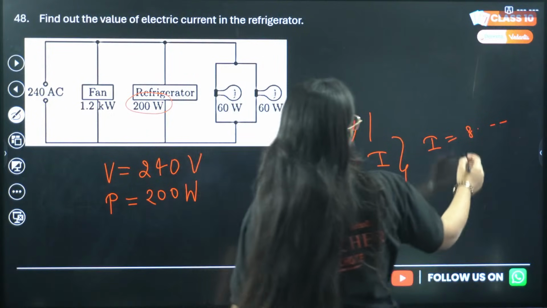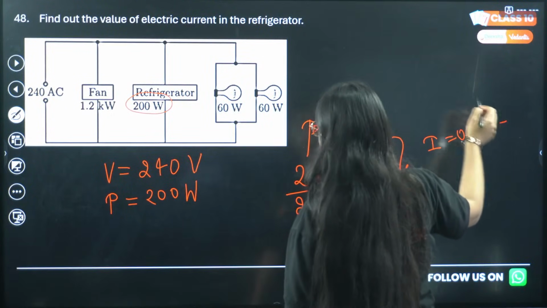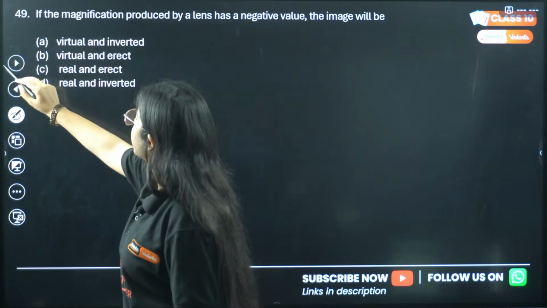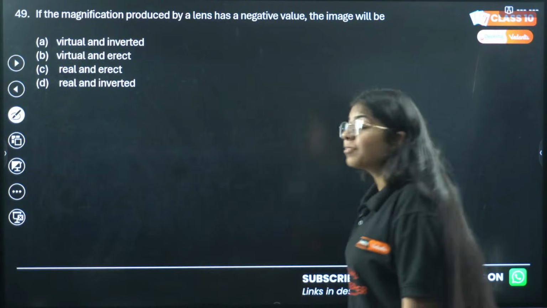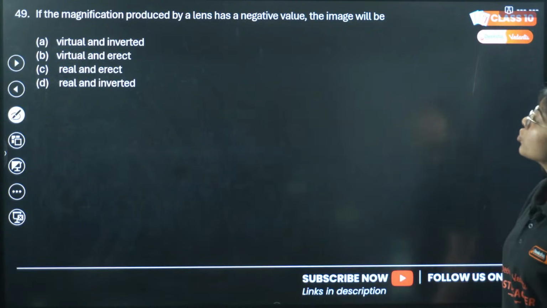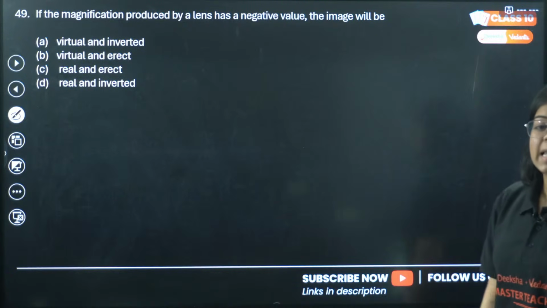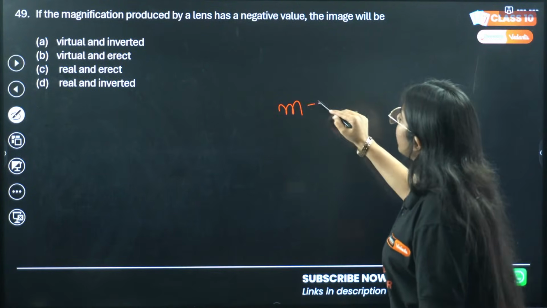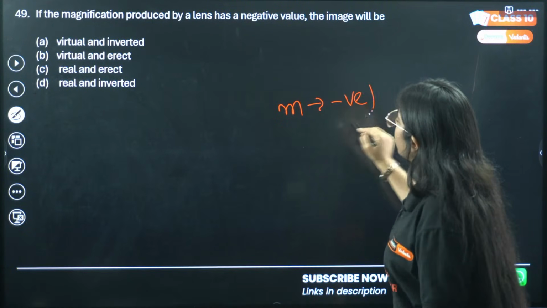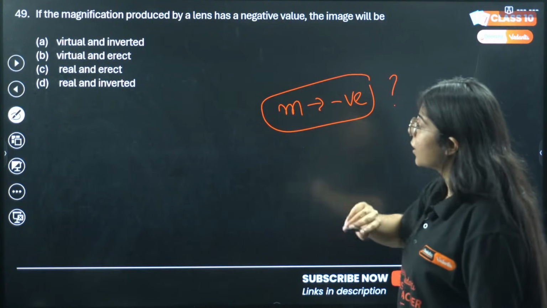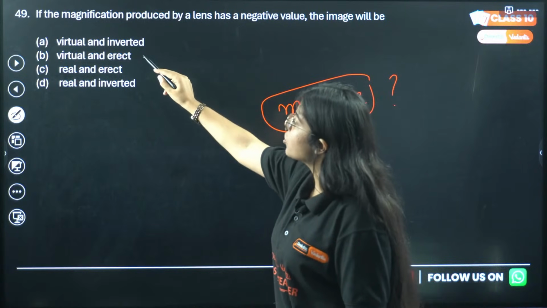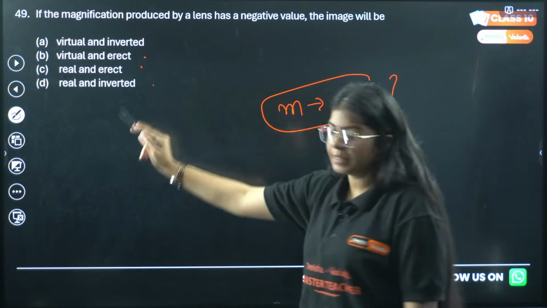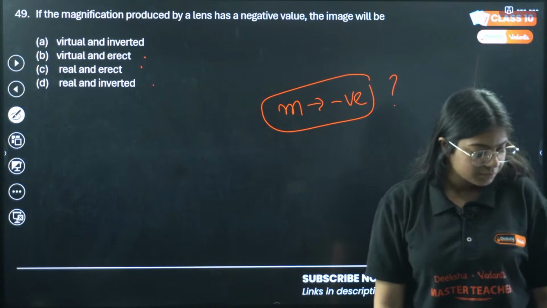Not 8 point something, 0.8 something, I guess. Yeah. Next question, it says, if the magnification produced by a lens has a negative value, then the image will be what? Will it be virtual and inverted? Virtual and direct, real and direct, real and inverted. Let me know the answer.